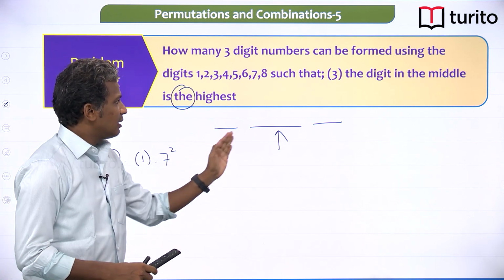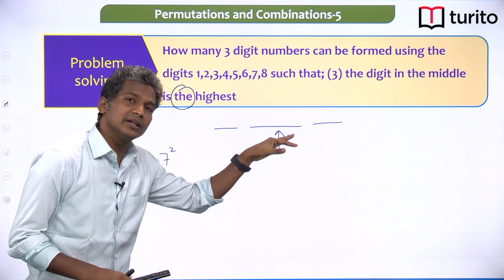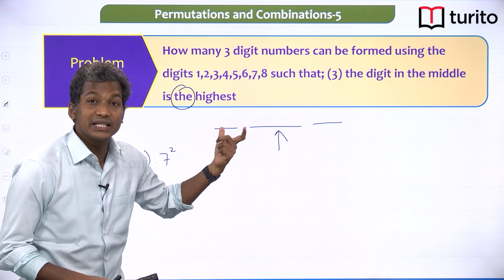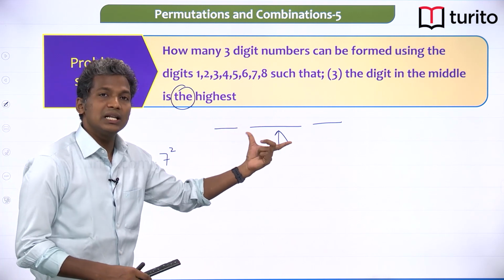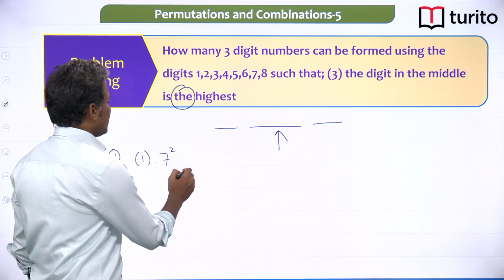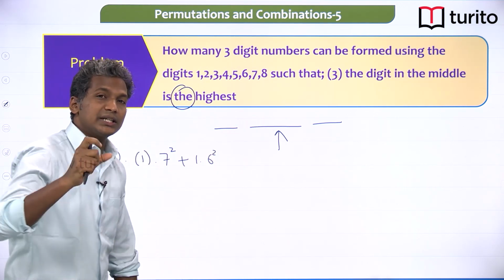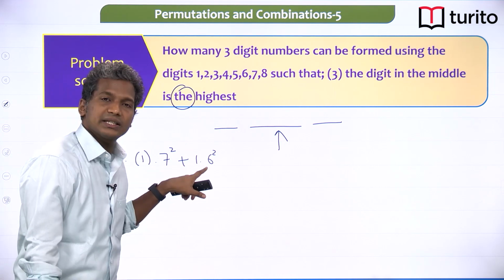Now, again when I fix the middle digit to be 7, how many options are there for the other 2? There are only 6 options, right? They have to be lesser than 7. So, for the second case, when I am fixing the middle digit to be 7, I will get 6 square.